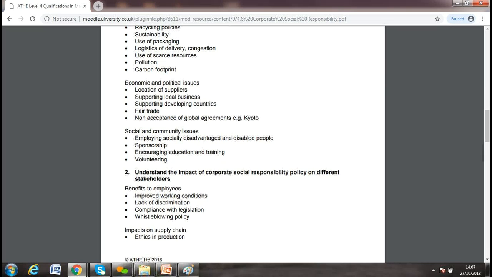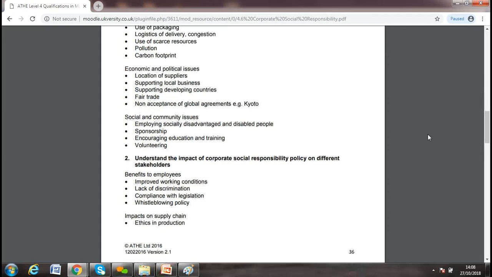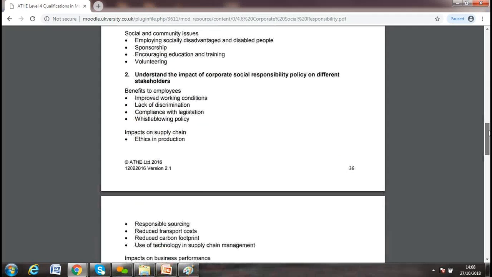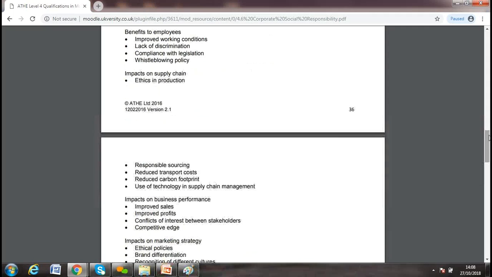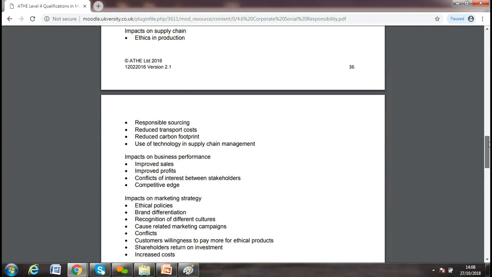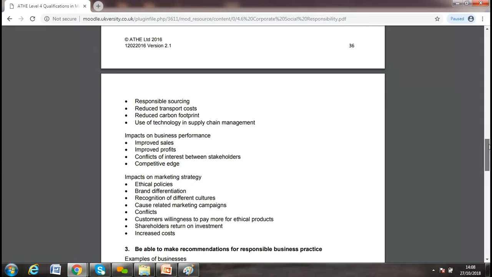Impact on the supply chain, where we mentioned ethical production and what the impact on supply chains can be. We discussed responsible sourcing and reducing transportation costs; we need to look at how we can reduce them. Well-planned logistics reduce the footprint, improve sales and improve profit. We discussed conflict of interest with stakeholders, and self-interest. I mentioned in our last lesson the professional code of ethics and professional behavior.